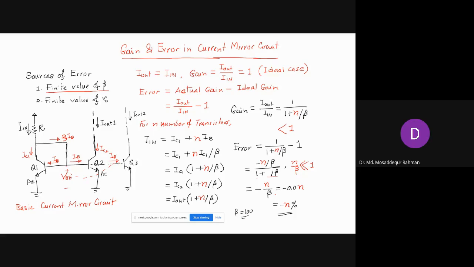So what is the conclusion here? As the number of stages increases, the error also increases. So error increases with the number of transistors, number of stages. That is a problem because usually we have many stages, and so the error will be quite large. So how to overcome this problem?